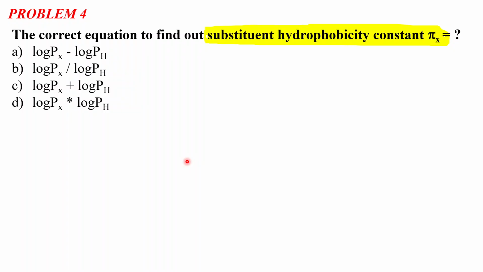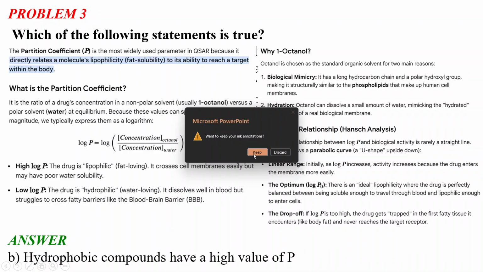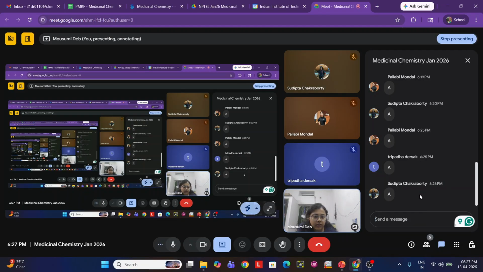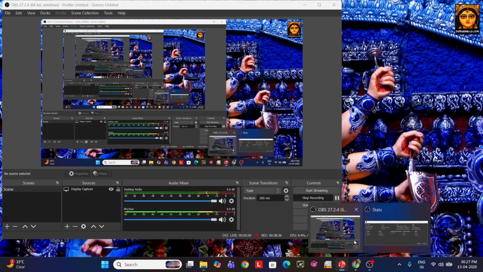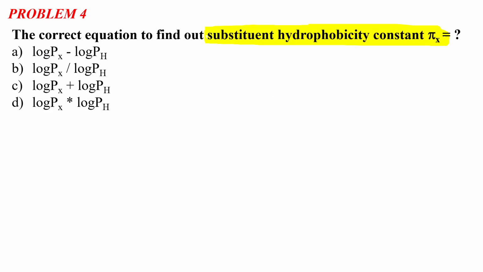The correct equation to find out the substituent hydrophobicity constant or pi x will be, let me check the chat box now. Let's see if there is any answer. Okay, number A, number A, number A. So I have received three answers and all are saying that number A is the correct one. Okay, let me find out if number A is the correct one or not. So the correct answer is, very good, it is number A: log Px minus log PH is the correct definition of this substituent hydrophobicity constant or pi x.